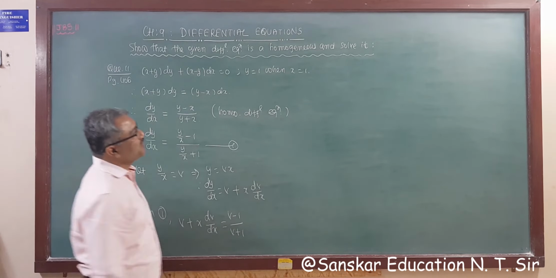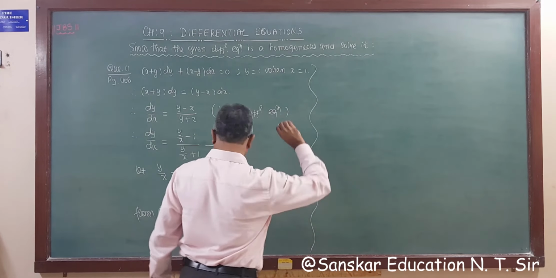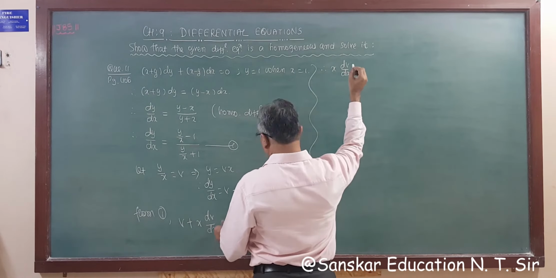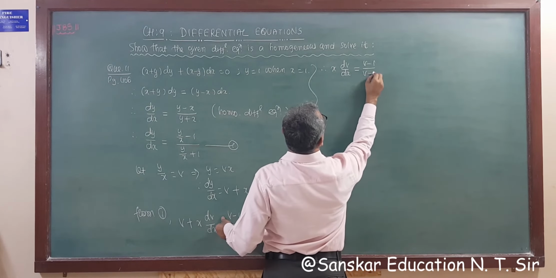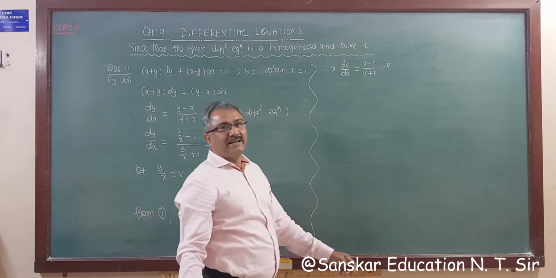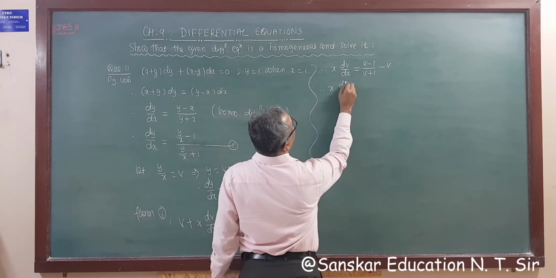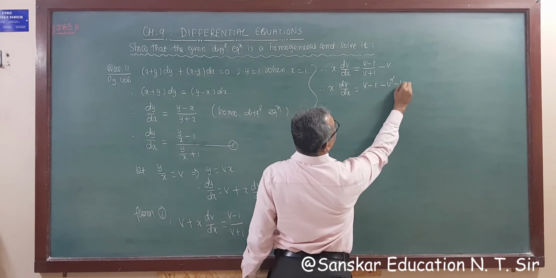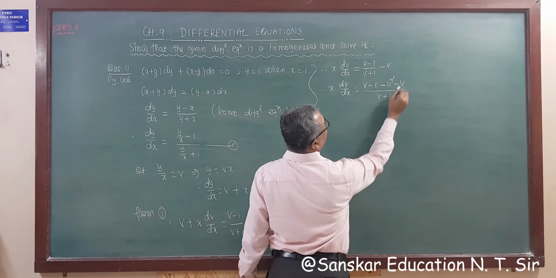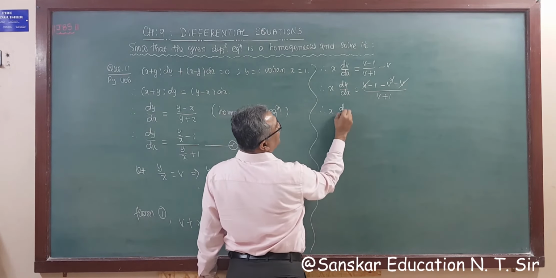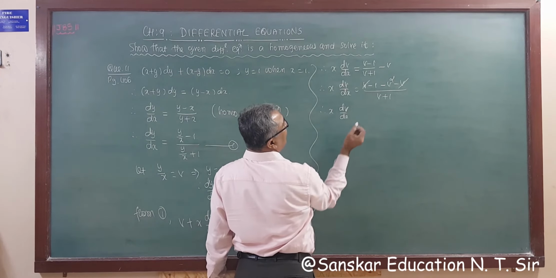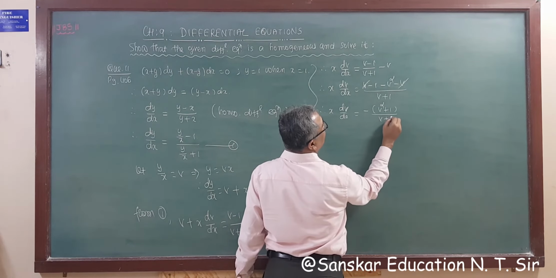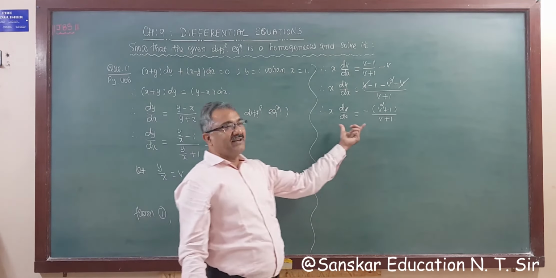So taking v to the opposite side, this becomes x dv by dx is equal to (v minus 1) upon (v plus 1) minus v. Taking LCM, we get x dv by dx is equal to (v minus 1 minus v square minus v) upon (v plus 1). This v will cancel. Taking minus common, we get dv by dx is equal to minus (v square plus 1) upon (v plus 1). Now this is a variable separable form.